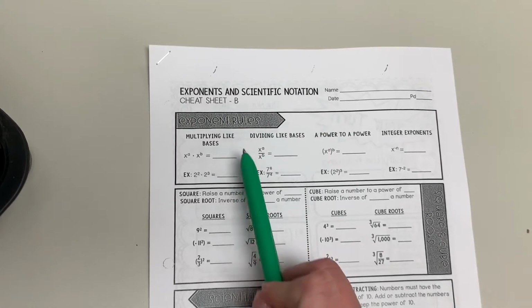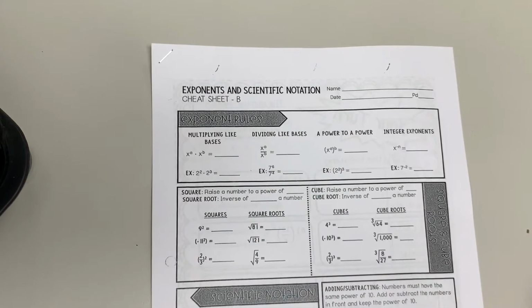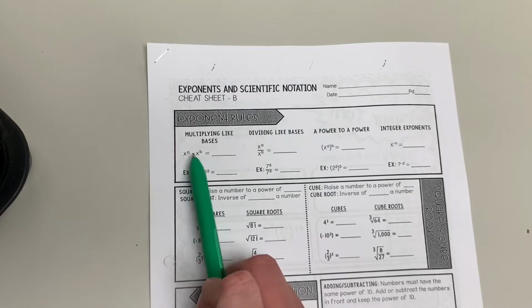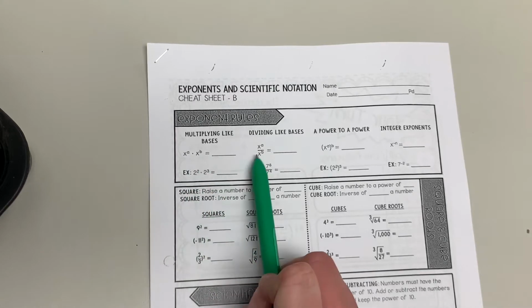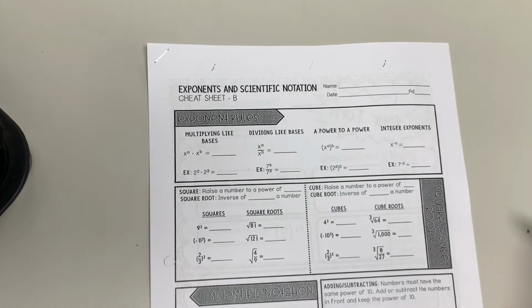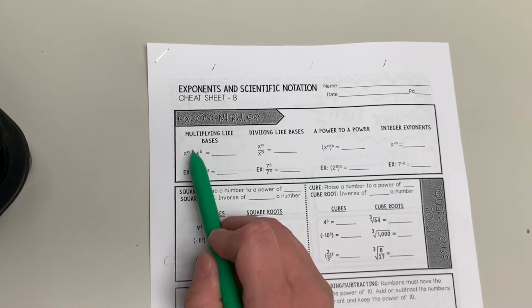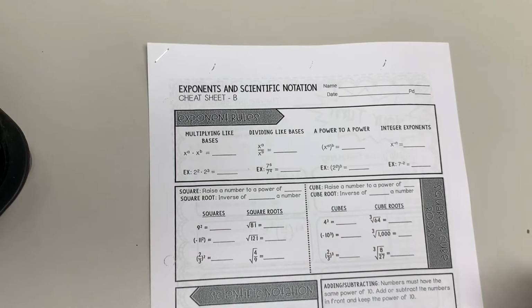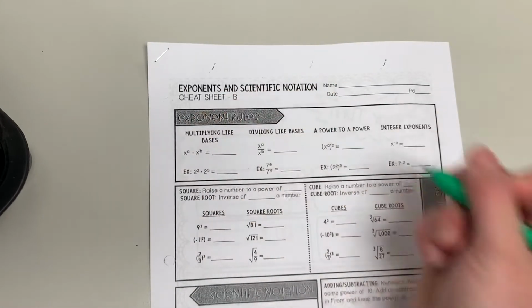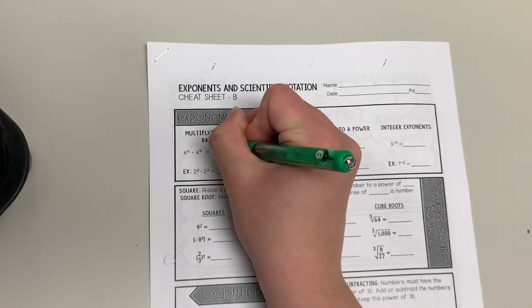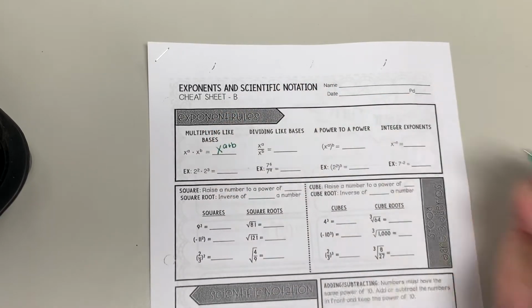Looking at our note sheet on exponents and scientific notation, we're going to go over some of the exponent rules. Now remember, the rules apply when your bases are the same. So let's start working through a few of these. When you are multiplying like bases, you add the exponents. So x to the a power times x to the b power would be x to the a plus b.